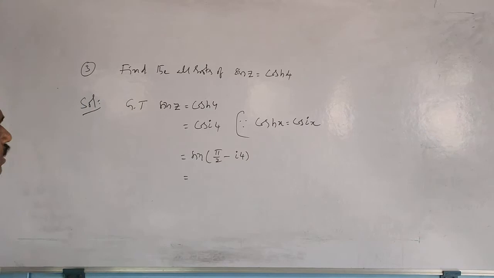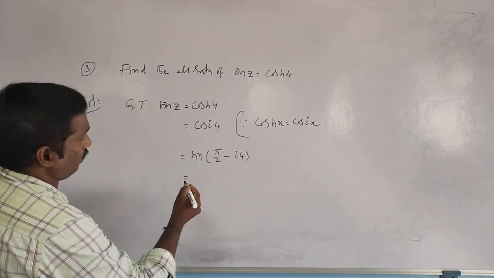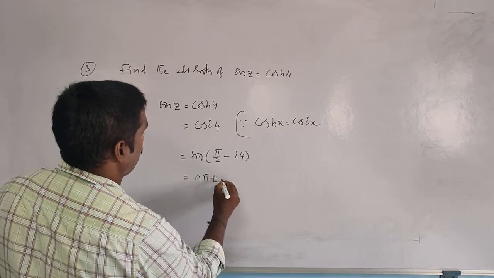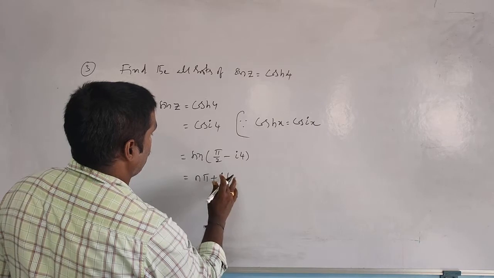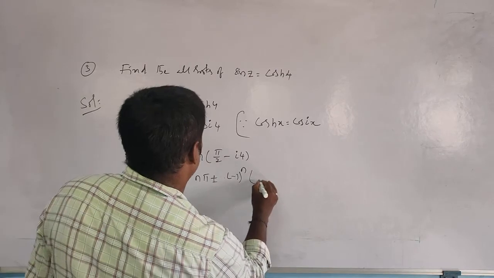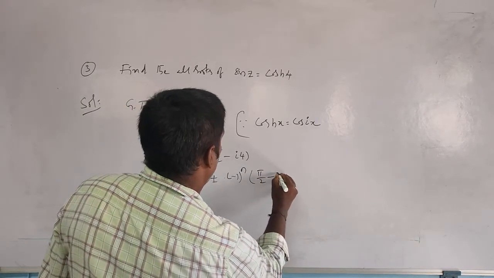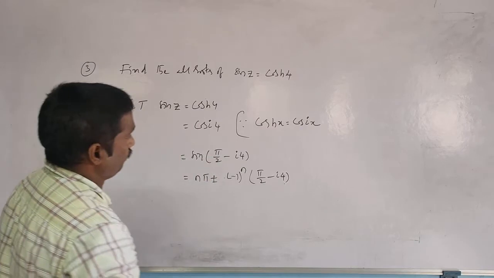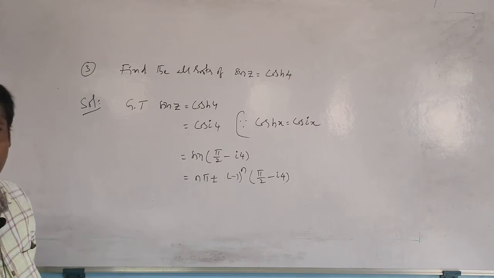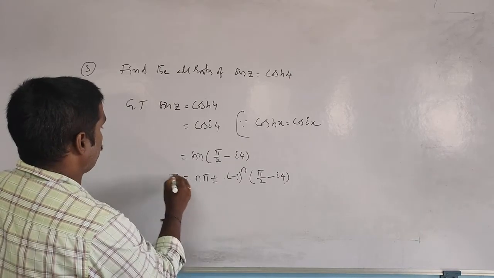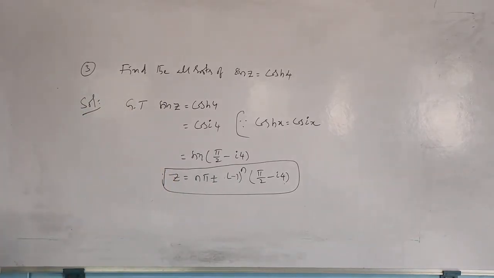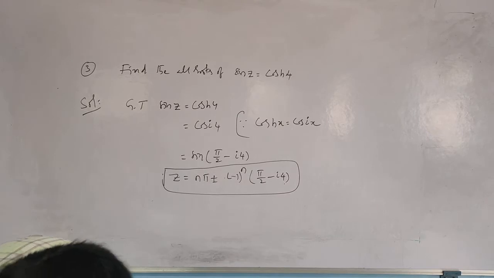So the general solution of sin z is n pi plus or minus 1 whole power n into pi by 2 minus i4. Okay. So z equals the general solution of the given problem. Let's go to the fourth problem.